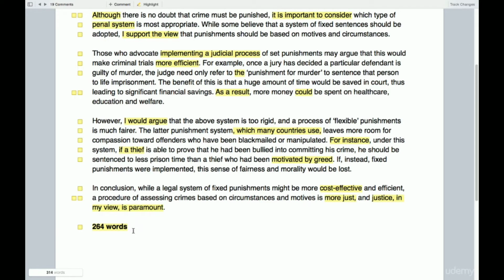I hope you found this model answer helpful. In the next lecture, we're going to look at how to plan the essay, which is the first step on the path to creating an answer just like this one. See you there.